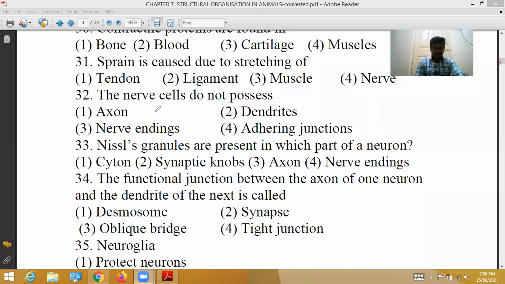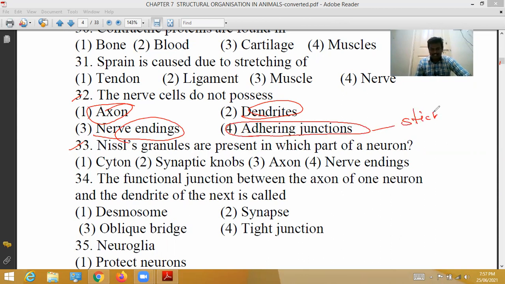Next, the nerve cells don't possess. This question is finished. Sorry, 32nd question: the nerve cells don't possess. Generally, a nerve contains axons, dendrites, nerve endings. So nerve cells don't contain adhering junctions. Adhering junctions are called stick junctions.